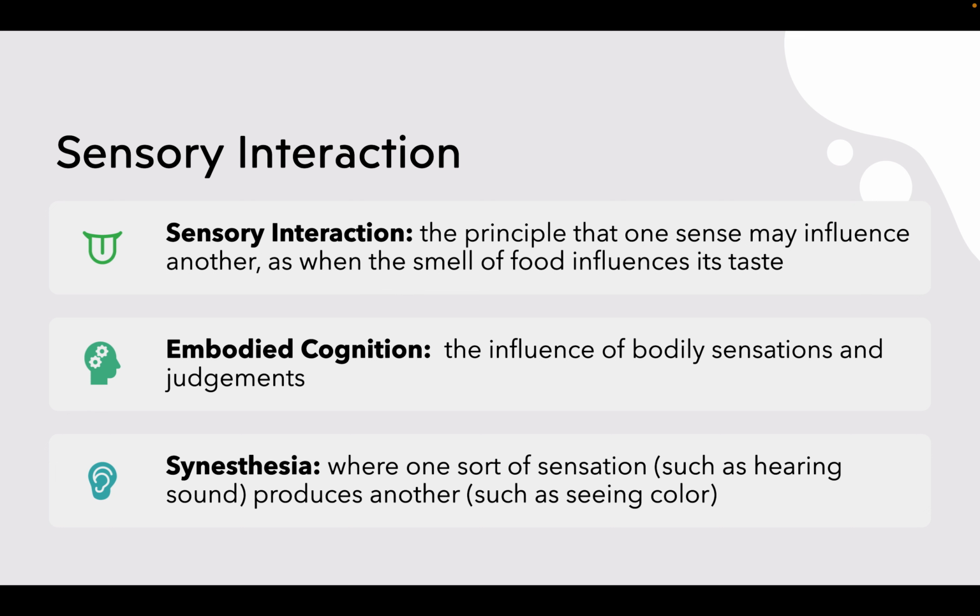Embodied cognition is the influence of bodily sensations on judgments, and how bodily sensations can affect how we then interpret other things within our mind. So judgments may mimic body sensations. Sitting at a wobbly desk and chair can make relationships seem less stable. It can also cause people to be less confident in taking an exam or something.